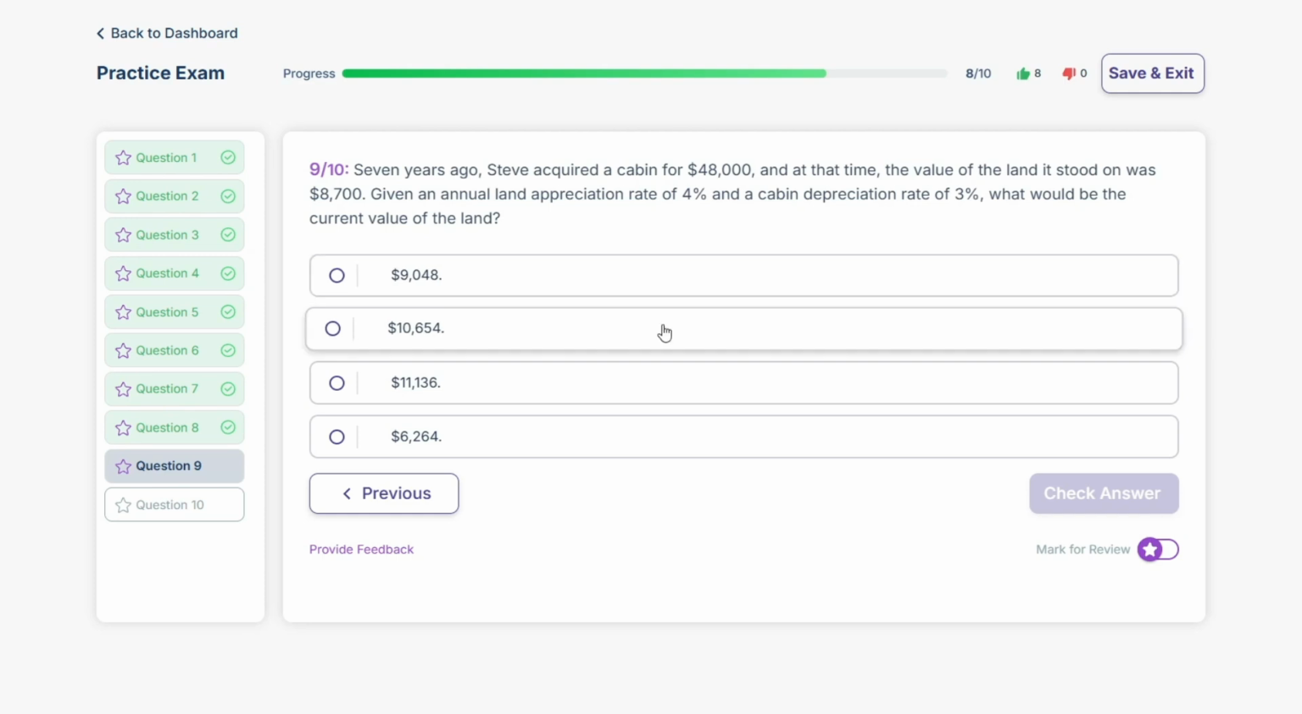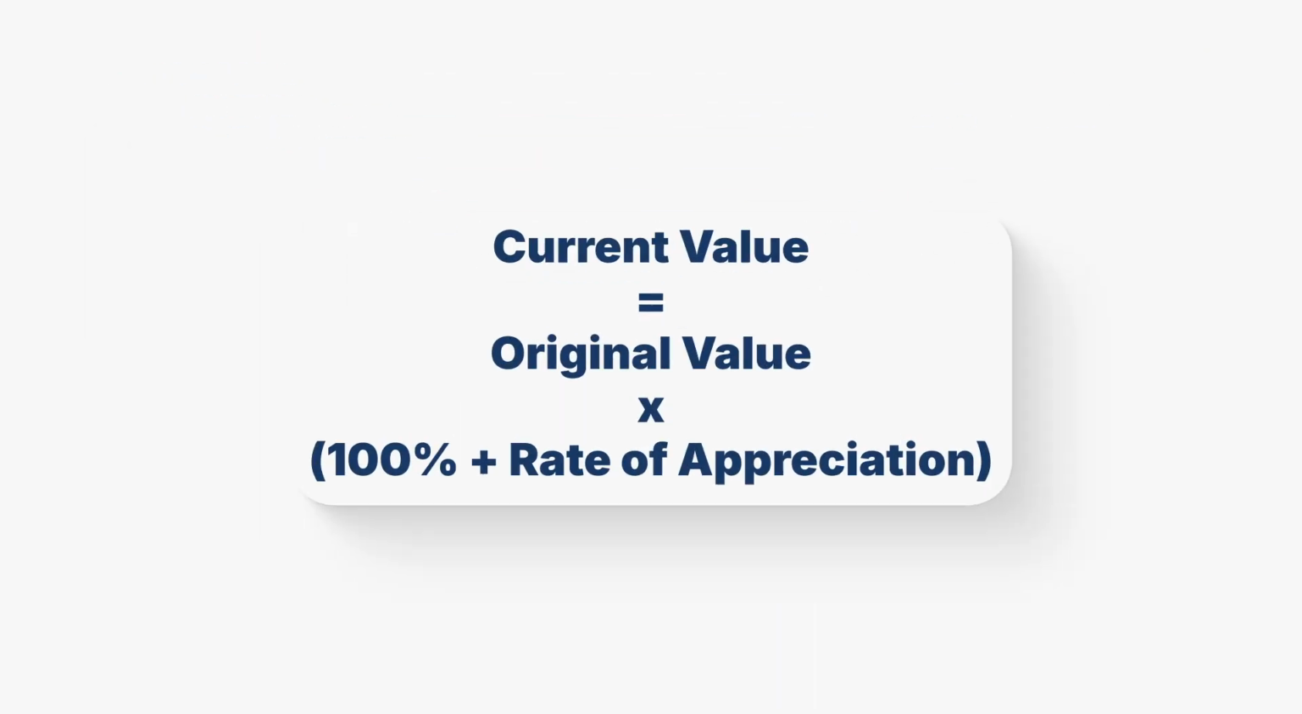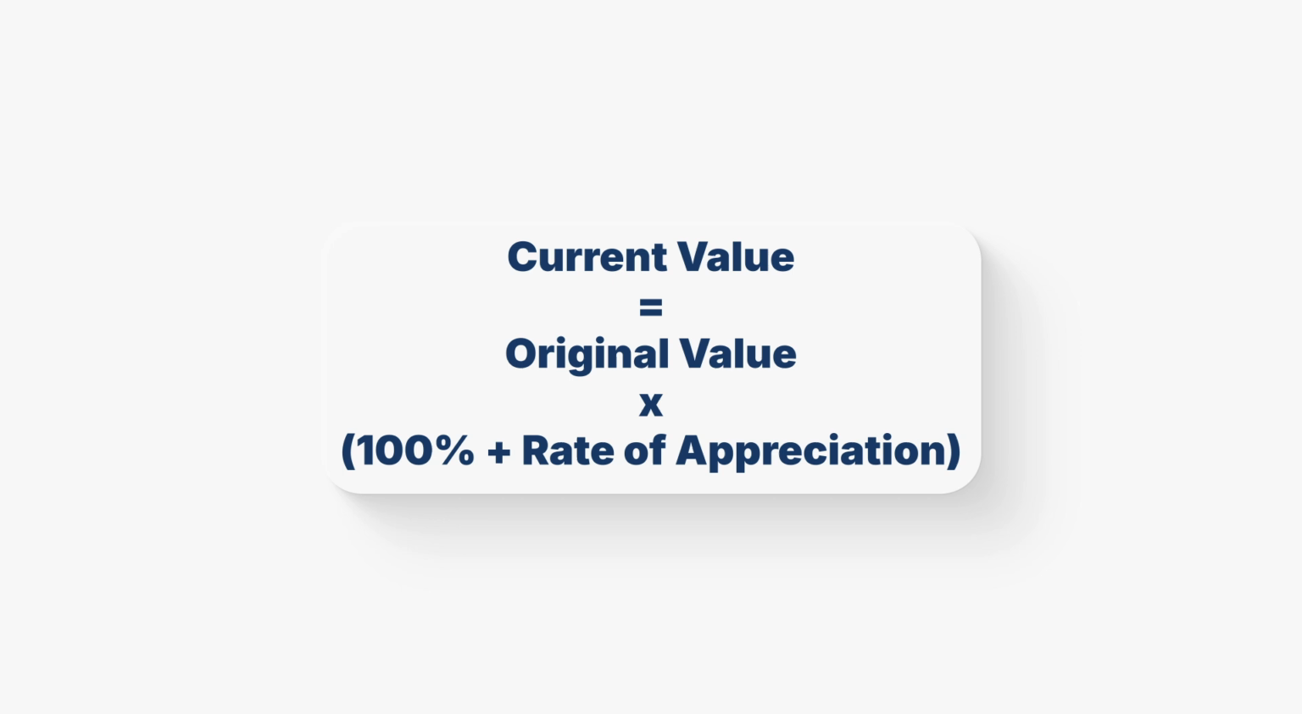$9,048. B. $10,654. C. $11,136. D. $6,264. To solve this, we need to calculate the appreciation of the land first.